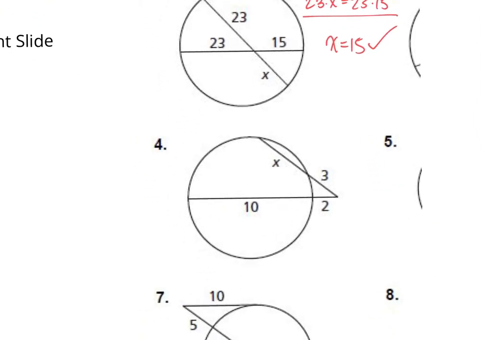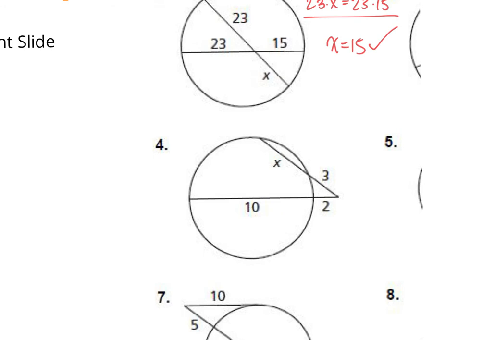What do I do for number 4? Jaden? X plus 3 times 3 is equal to 10 plus 2 times 2. That's whole times external equals whole times external. Very good. What do I do from here? You would take the 3 and multiply it to x and 3. What do I call that step? Do you remember what it's called?